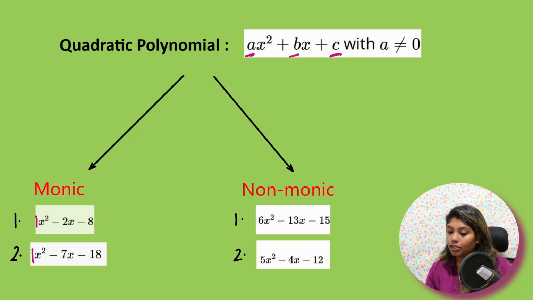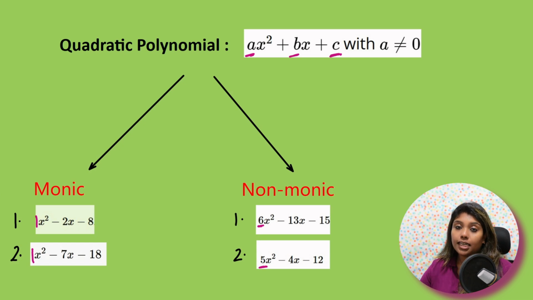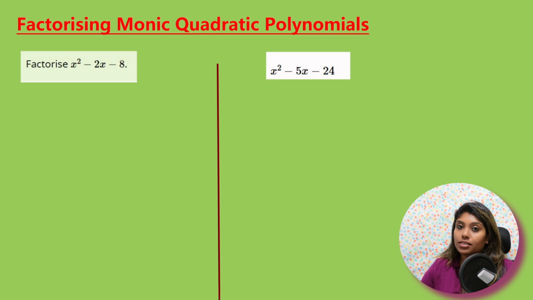Now look at the non-monic ones. You can see the quadratic polynomials have the coefficient of x squared as something else. You can see 6 here, you can see 5 here. So these types of quadratic polynomials are called non-monic quadratic polynomials. Now let's see how to factorize monic and non-monic quadratic polynomials using splitting the middle term method. To begin with, let's factorize monic quadratic polynomials.